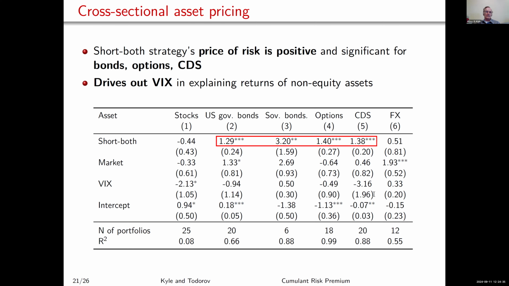So if you put both the cumulative risk premium and the VIX in and try to explain the returns on these non-equity assets, you find that this short both strategy does a better job than the VIX, and in this sense kind of drives out the VIX. I would say these are kind of preliminary regressions, but they're suggesting that something is going on here. It's capturing something similar to what VIX captures, and maybe it's capturing it better than VIX itself captures it.